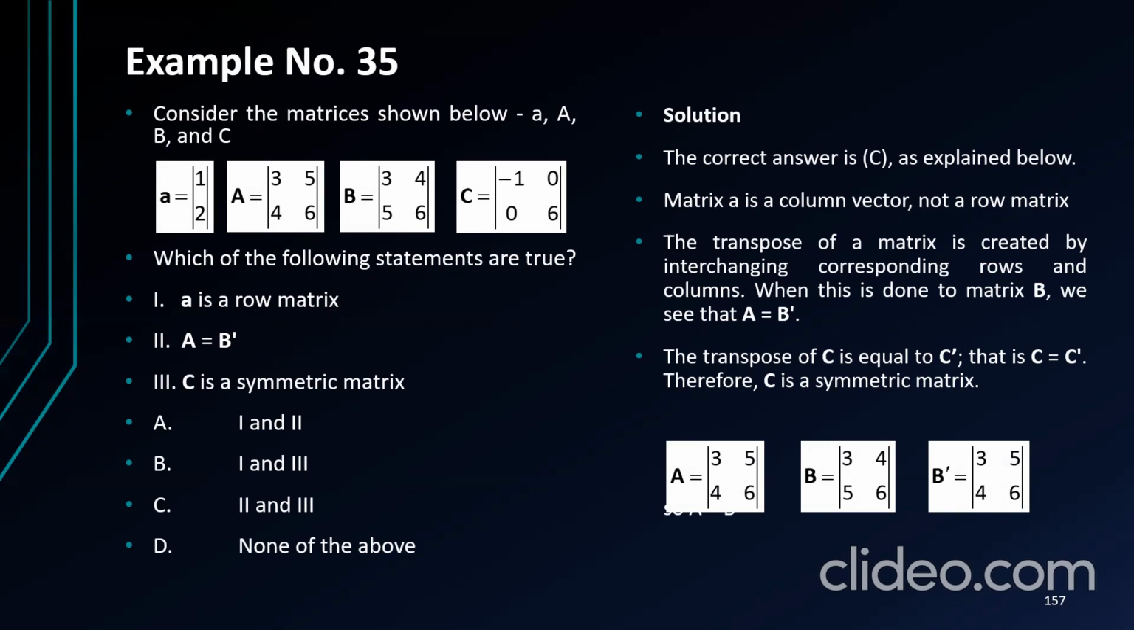So statement 2 is correct. Since A is wrong, B is wrong because statement 1 is not correct. So C is the remaining choice. Next, let's check the transpose of C. The transpose of C is equal to C prime. That is, C is equal to C prime. Therefore, C is a symmetric matrix. So statement 3 is correct. So 2 and 3 are correct. The correct answer is letter C.